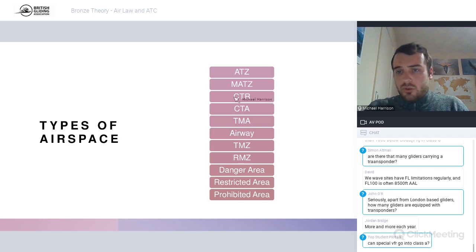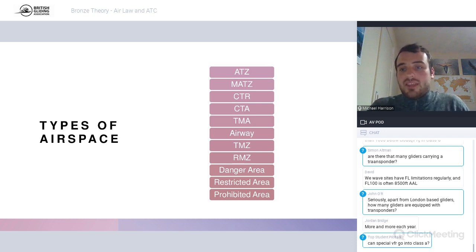CTRs are control zones. You find them around airfields, and they always touch the ground. CTAs are controlled areas. You find those also around airfields, but they are larger areas that don't touch the ground. TMAs are terminal manoeuvring areas. For all intents and purposes, they are the same thing as CTAs. The only difference is TMAs are established in areas where you get lots of traffic coming to lots of different airfields.